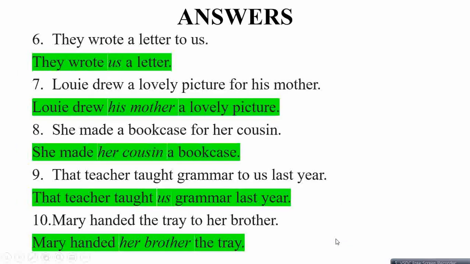Question 6, they wrote a letter to us. So you have to omit this to and you have to adjust the sequence. They wrote us a letter. So in that case, indirect comes right after verb and then followed by a direct object with no preposition in the middle.